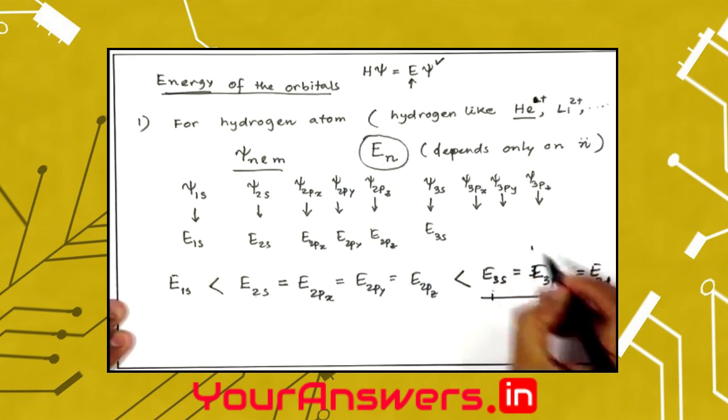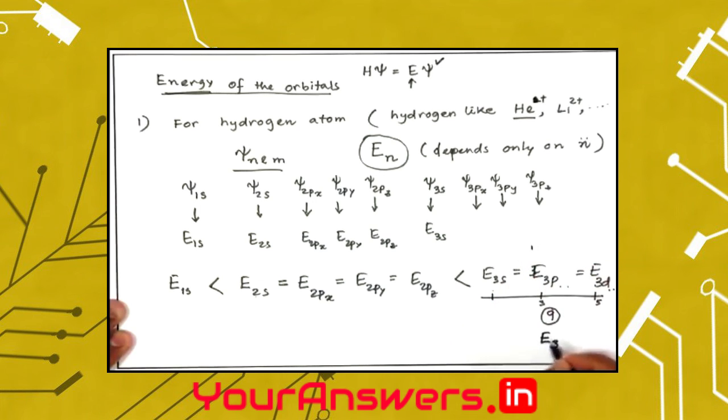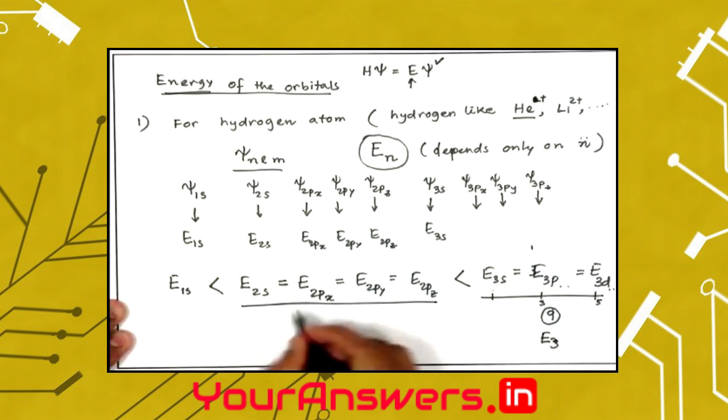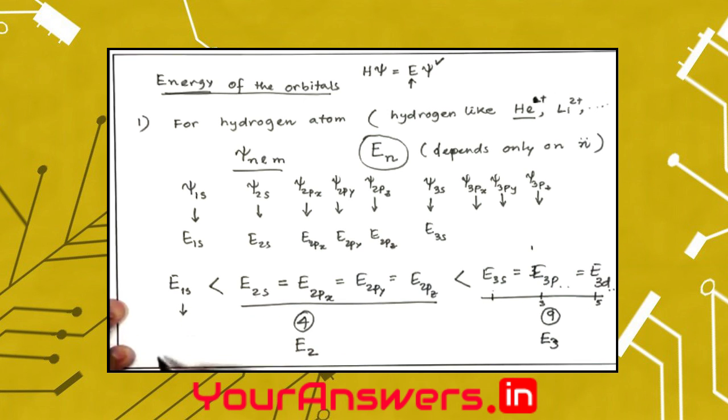So, let us call this energy as E3. There are 9 different orbitals which have the same energy, and here I see 4 different orbitals have the same energy, and let me call it E2. And here for 1s there is only 1 orbital which has that energy, and it is E1.